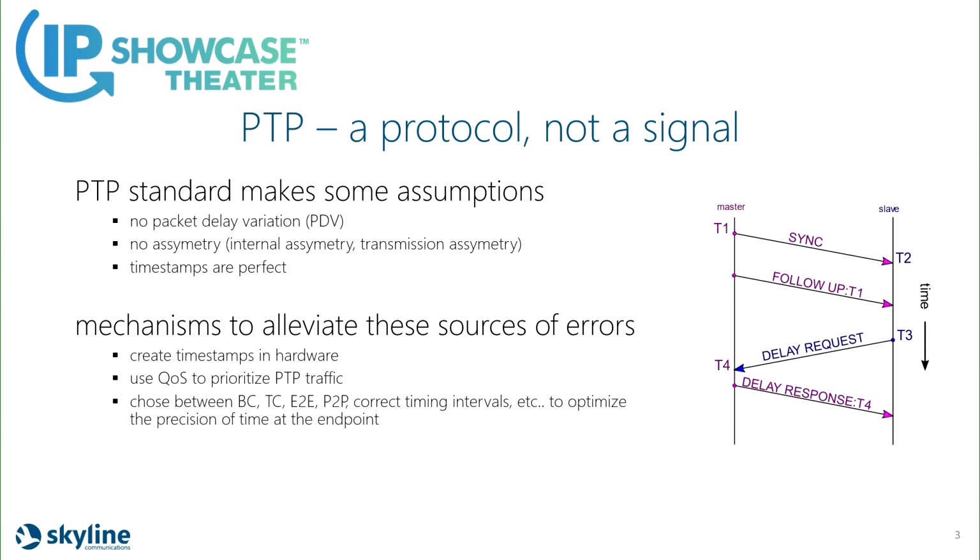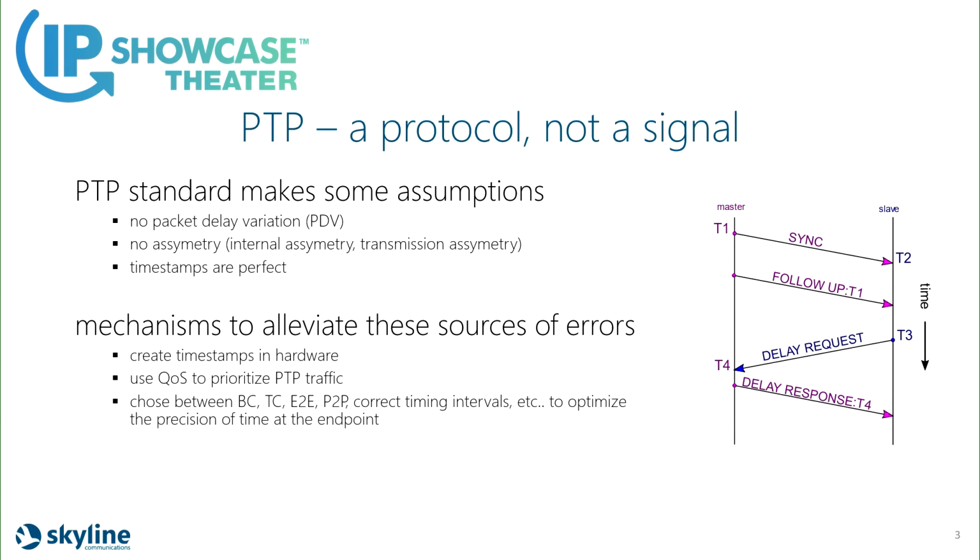So PTP as a protocol always has mechanisms already built in to alleviate those sources of errors. What are you doing to do timestamps in a proper way? Do them in hardware. This is most of the applications we see. PTP Grandmaster today, that's not done in software, you do it in hardware. Use quality of service to prioritize your PTP traffic. That's very essential. Otherwise, your media streams or other traffic might take over.